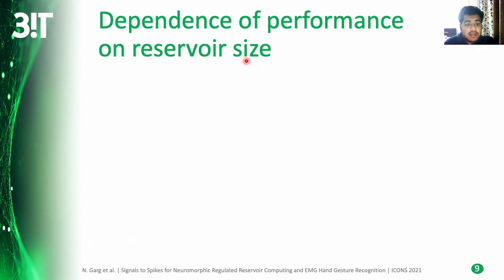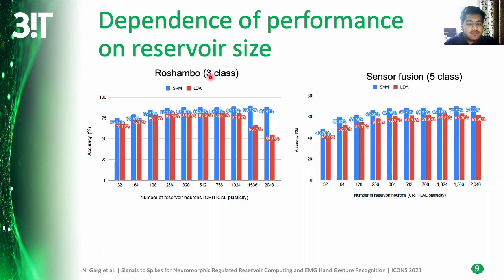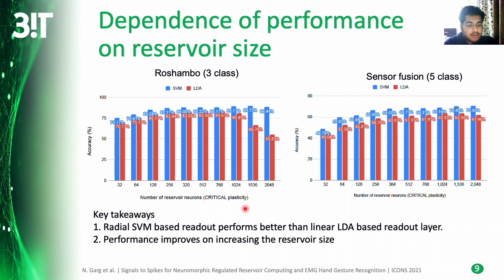Next, we study the dependence of performance on reservoir size for the Rochambeau dataset and sensor fusion dataset. We plot the accuracy obtained with critical plasticity for SVM and LDA-based readout in these plots. What we observe is that the radial SVM-based readout performs better than the linear discriminant analysis-based readout. Also, the performance increases with the increase in reservoir size for both the Rochambeau and sensor fusion datasets.